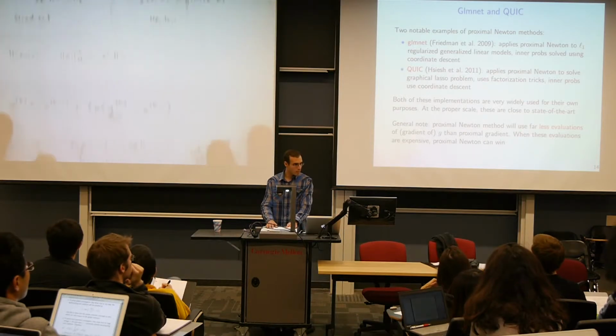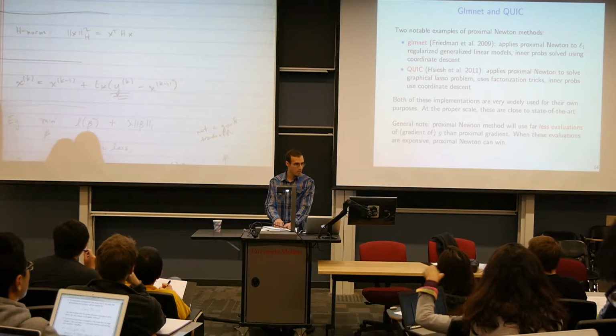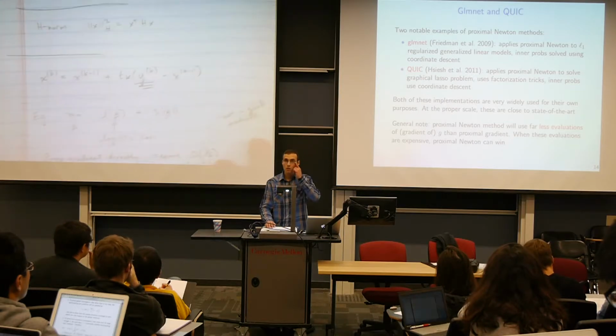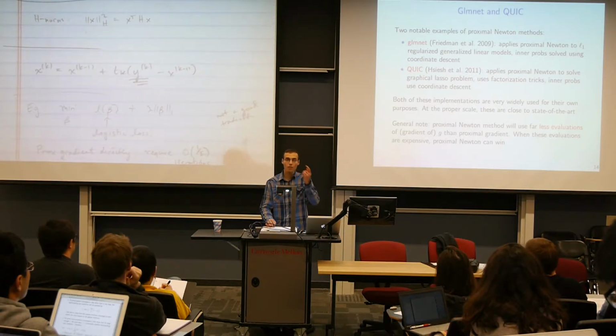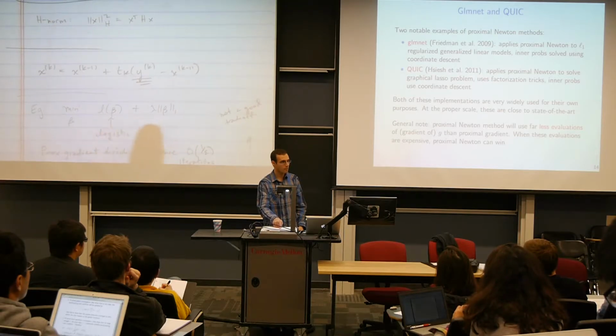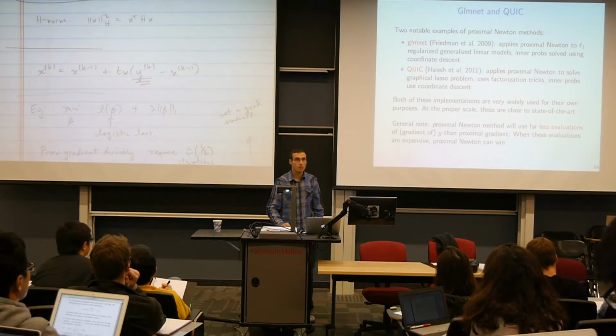So it applies proximal Newton to this problem, where this is the negative log likelihood from an exponential family, and in every inner step it applies coordinate descent. So the contribution of that work is a very careful implementation of coordinate descent for the lasso problem with a quadratic loss, and the wrapper to be able to solve any generalized linear model problem is proximal Newton.